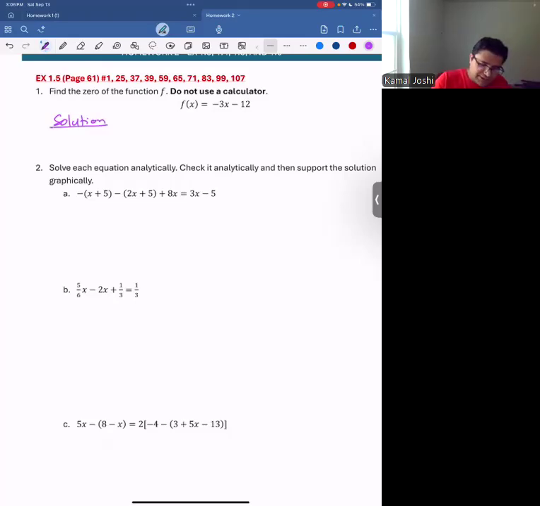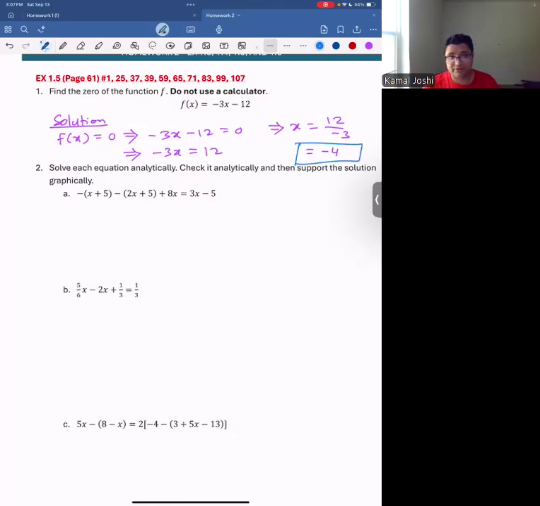By definition, the zero of a function means you set the function to 0. The value of x which makes the function 0 is the zero of the function. So that gives you minus 3x minus 12 equal to 0. This is all about solving an equation now. So minus 3x equals 12. Continuing here, that gives you x equals 12 divided by minus 3, which is minus 4. And that's your answer. Minus 4 is a zero of the function.